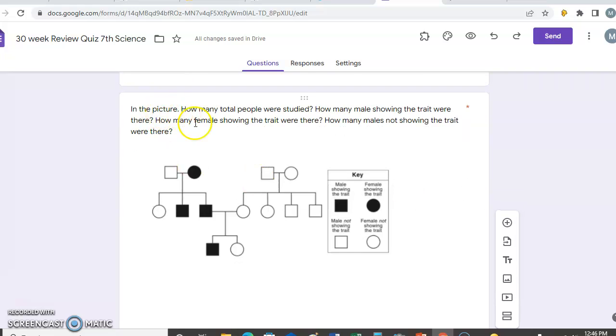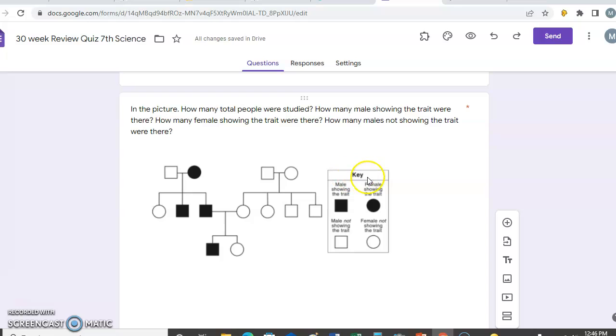So, next question. In the picture, how many total people were studied? How many males showing the trait were there? Let's do it one at a time. So, how many total people were studied? As we see, there are squares and circles. Each square and each circle represents a person. So starting 1, 2, 3, 4, 5, 6, 7, 8, 9, 10, 11, 12, 13. So 13 total people.